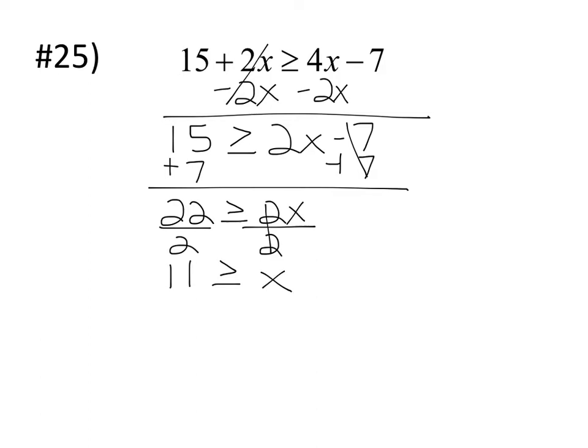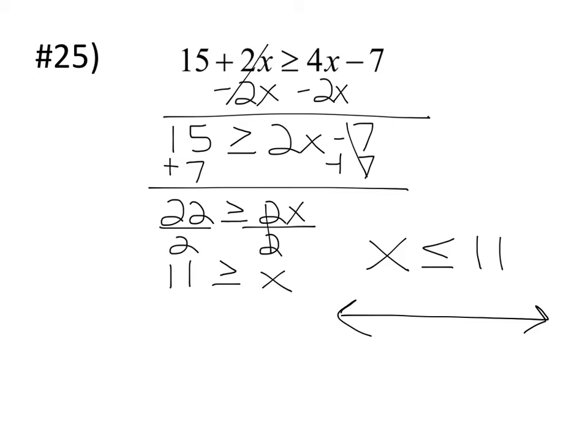Now remember, I always want my variable to be first, so I'm going to go ahead and flip this around, making sure that my alligator mouth is always open the same direction. So here my alligator mouth is open towards the 11. Here my alligator mouth is open towards the 11. So we're going to graph according to this.